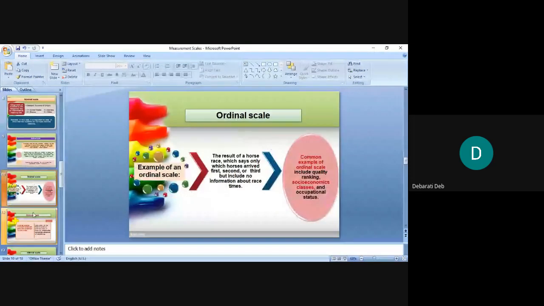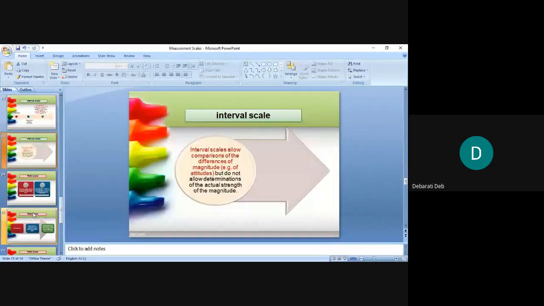Do you understand? Tell me, interval scale. Interval scales allow comparisons of the differences of magnitude, that is, for example, attitudes, but do not allow determinations of the actual strength of the magnitude. That means, what is the actual strength? Whether the difference between 81 and 76 is better or the difference between 25 and 20 is better, that won't be able to be clarified by interval scale.